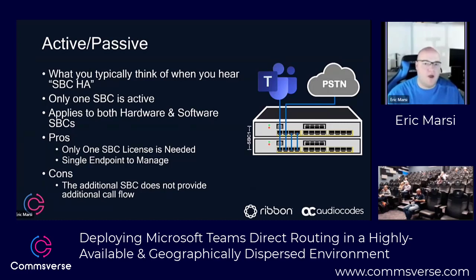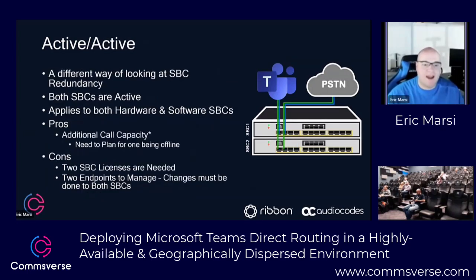So the other form of SBC HA is active-active. This is where you have two independent SBCs. You can have them right next to each other, you can have them at two different locations, whatever works for you. And this will provide double the call capacity of what a single SBC would provide. And that way also you're load balancing incoming and outgoing calls to your environment.